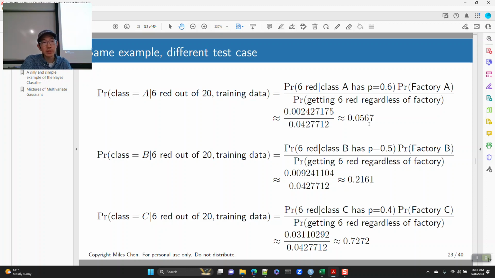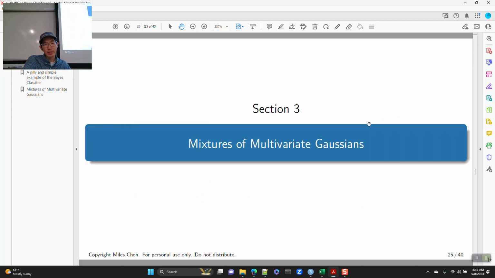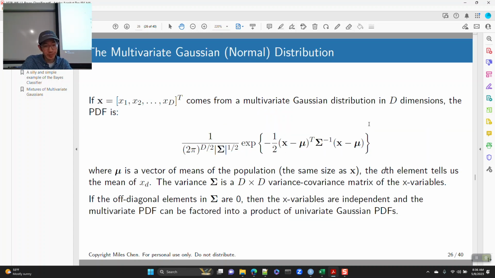Okay, is that all right? So this is kind of the Bayes classifier. All right, and then I have some text there. So what we want to do is apply our Bayes classifier, but we're going to do it with the multivariate normal or multivariate Gaussian distribution.